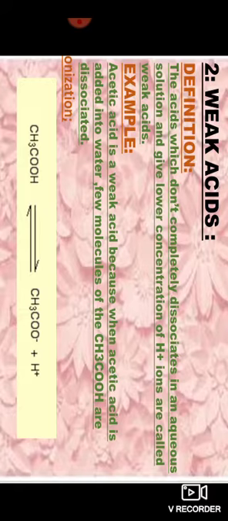Now next is the weak acids. What are weak acids? Weak acids are the acids which do not completely ionize in aqueous solution and they give a lower concentration of hydrogen ions. They are called weak acids. An example of weak acid is acetic acid because when acetic acid is added to water, only a few molecules of the acetic acid are dissociated, which give acetate ion CH3COO negative charge plus hydrogen ion.